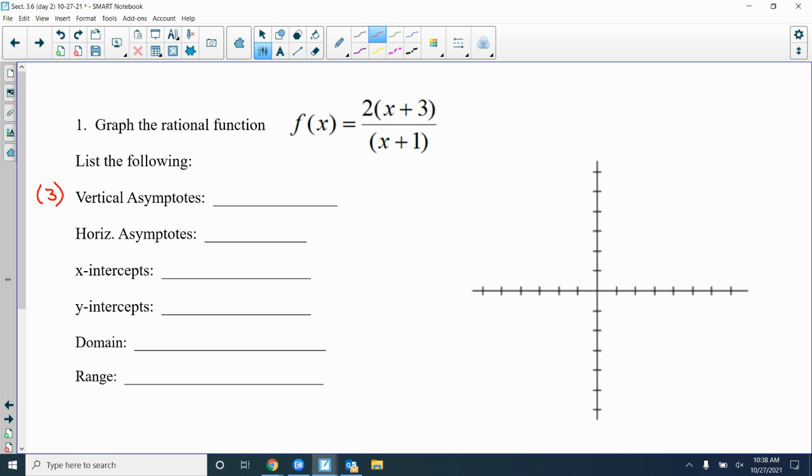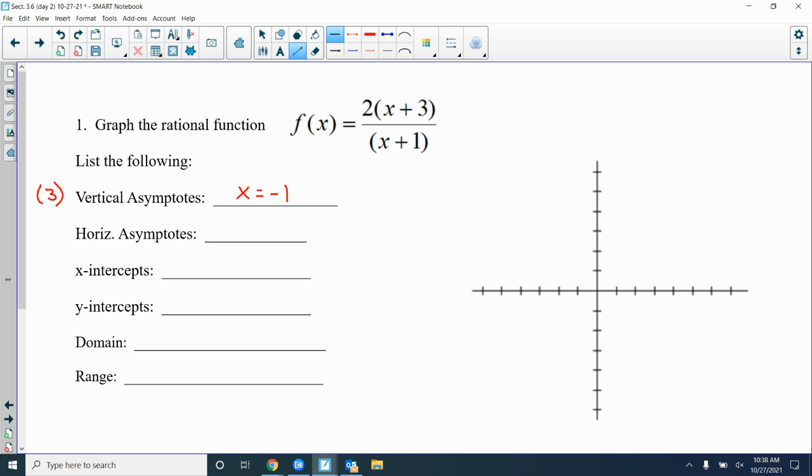Where x equals, what makes the denominator equal 0? What would it be in this case? So x equals -1. And you have to write x equals. You cannot just put -1. You cannot put an ordered pair. It is an equation. All right, that is a line.